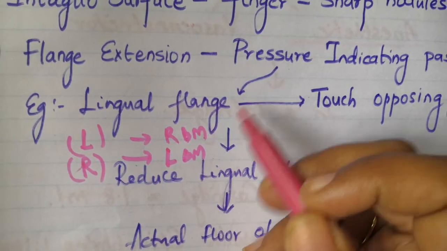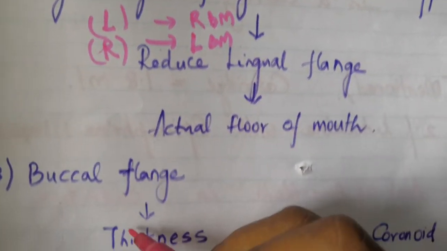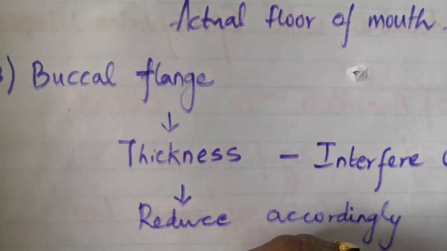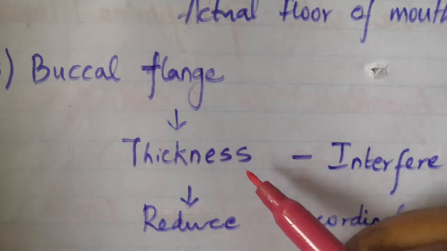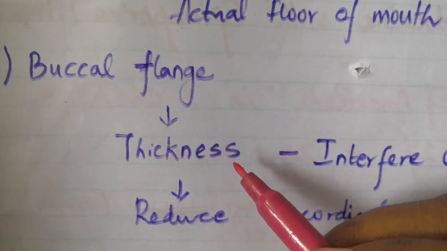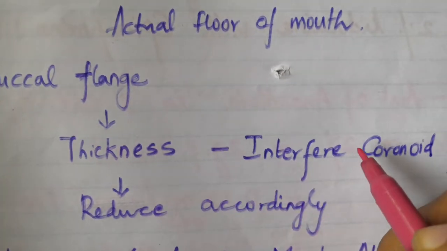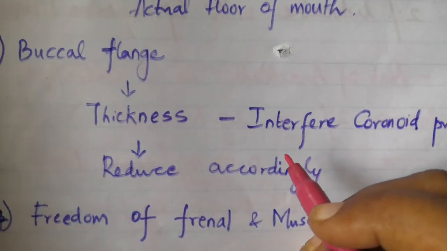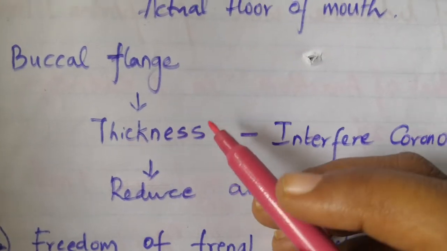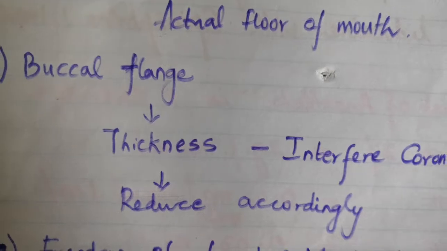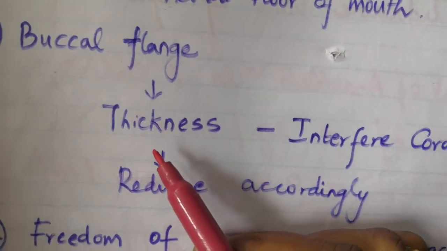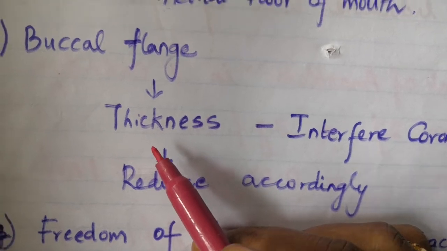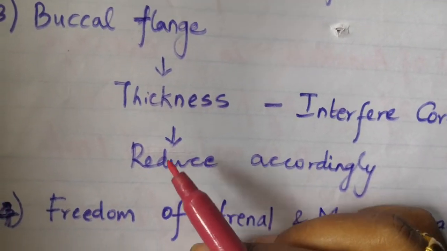so that the lingual flange can be trimmed accordingly. Coming to the buccal flange, we have to be very sure about its thickness. If it is too thick, it will interfere with the coronoid process of the mandible. Hence, ask the patient to do a lateral excursion of the mandible to see whether the buccal flange is interfering with the coronoid process. If so, reduce it accordingly.